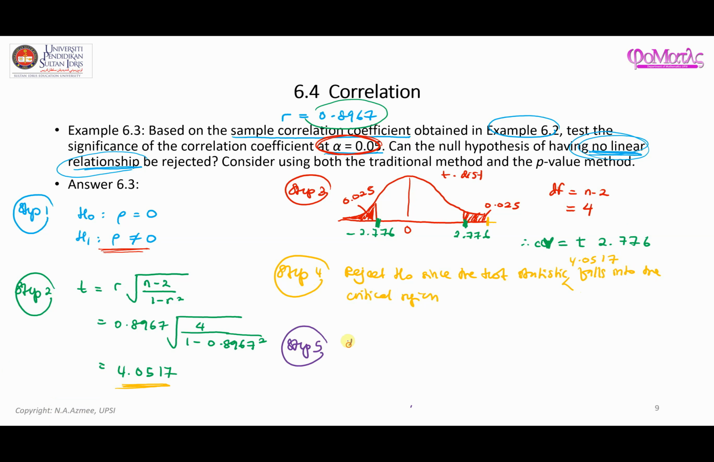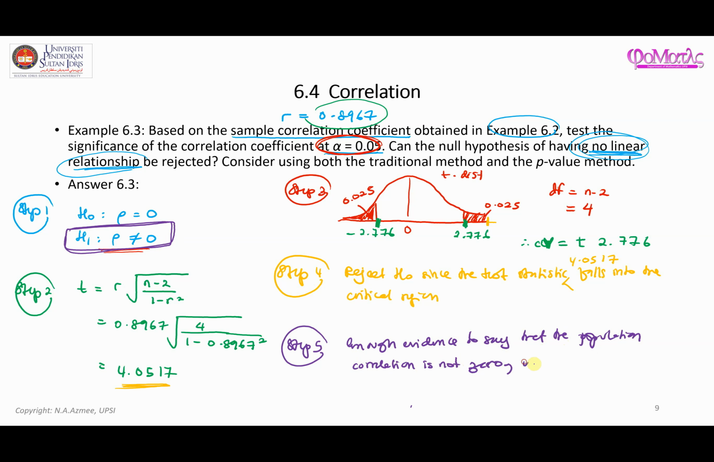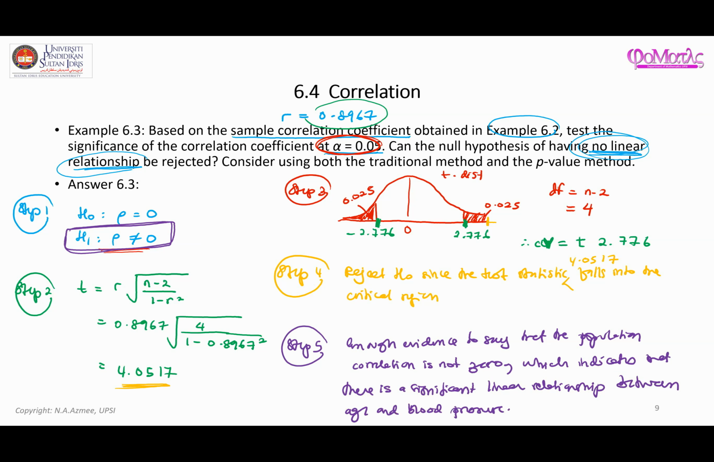Therefore, we make a conclusion. We say that there is enough evidence to say that the population correlation is not zero, which indicates that there is a significant linear relationship between age and blood pressure.